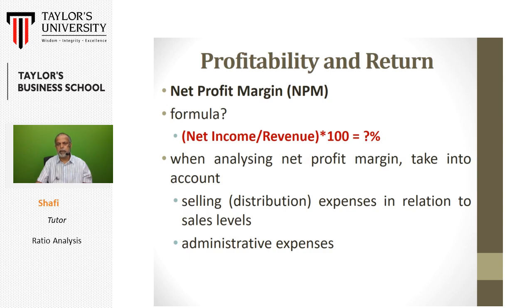And likewise, with gross profit margin, when we analyze the net profit margin, there are certain aspects or factors that we need to consider. For instance, we need to look at the selling or distribution expenses in relation to sales levels. So what do we mean by this? In order to achieve the sales target, we have to incur certain overhead expenses. More specifically, what are the selling or distribution expenses that we incurred in order to achieve this sales level?